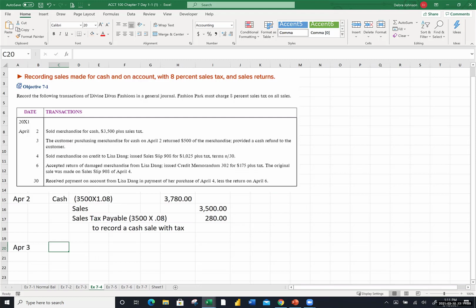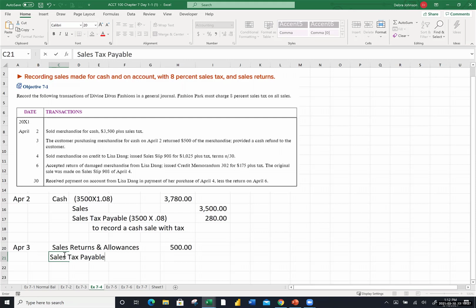So remember what we're doing now. We are recording a return. Okay, so that means two things. A lot of people see that and they say to themselves, well, if you credited sales, just debit sales to reverse it out. No, a company wants to track their returns. That's why we have that special account. Sales returns and allowances is going to get debited just for the goods returned, which is 500. We have to give them their sales tax back. And so we're going to debit sales tax payable for that 8%.